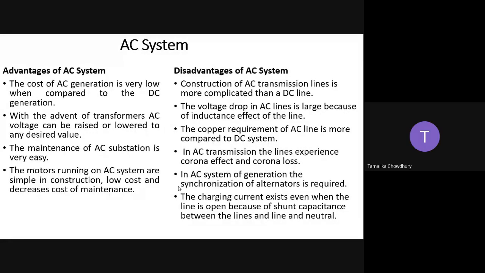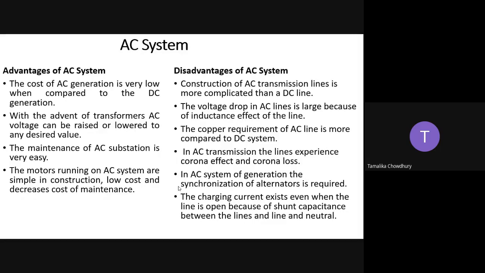And the last point is that the charging current exists when the line is open because of the shunt capacitance. This also we will study later. Charging current exists in the lines. When the transmission lines are carrying current, they are carrying it over huge distances, very far away from each other. So in that very long distance, what happens?